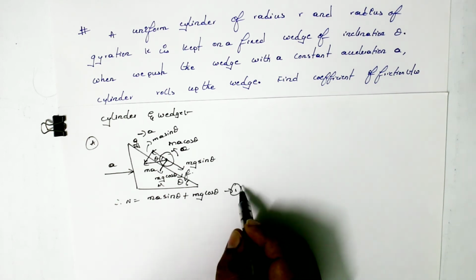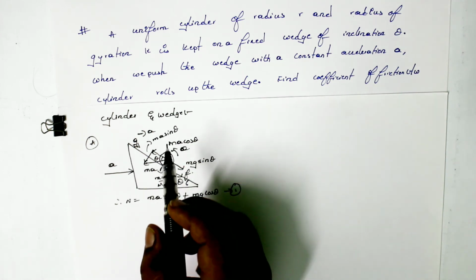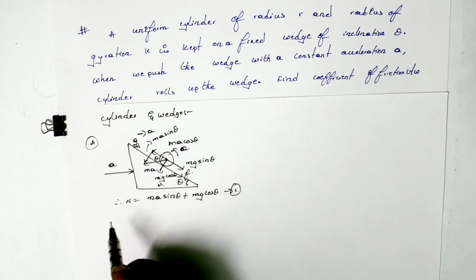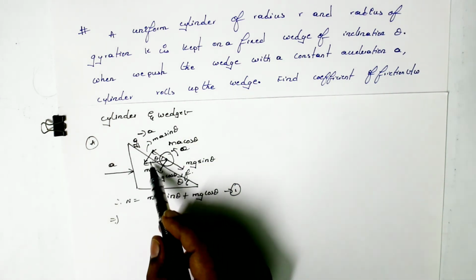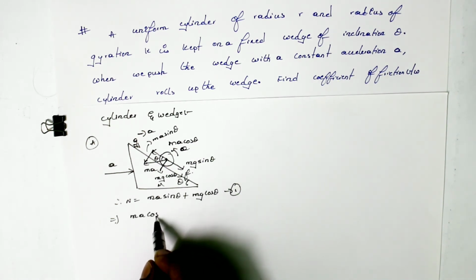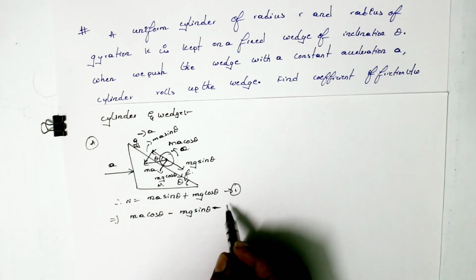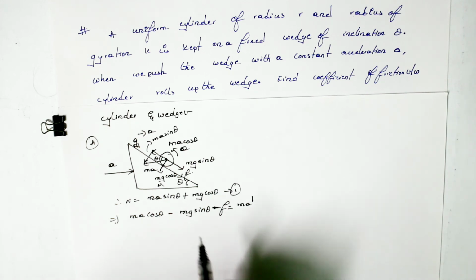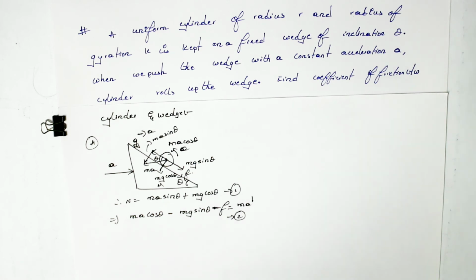This is my equation number 1. Similarly, if I study all the forces acting parallel to this inclined plane, then ma cos theta is acting upwards, while mg sin theta and friction are acting downwards. As the cylinder is moving upwards with an acceleration of a dash with respect to this wedge, I can write according to Newton's laws, ma cos theta minus mg sin theta minus friction should be equal to m into a dash, where a dash is the acceleration of this cylinder with respect to the wedge. This is my equation number 2.